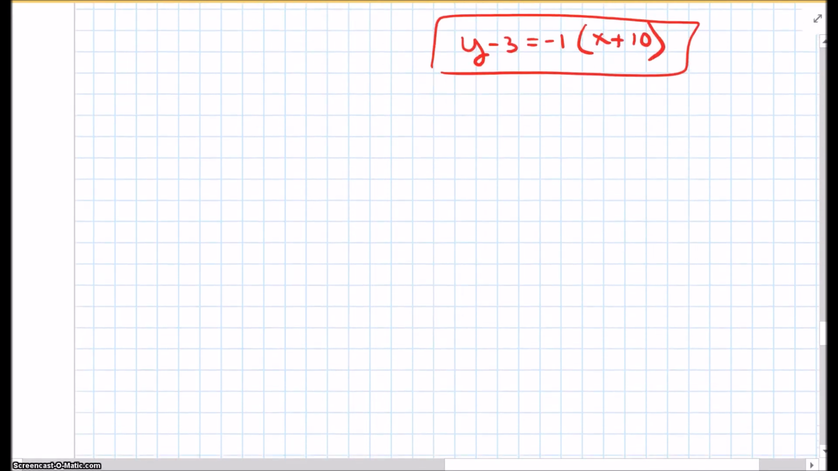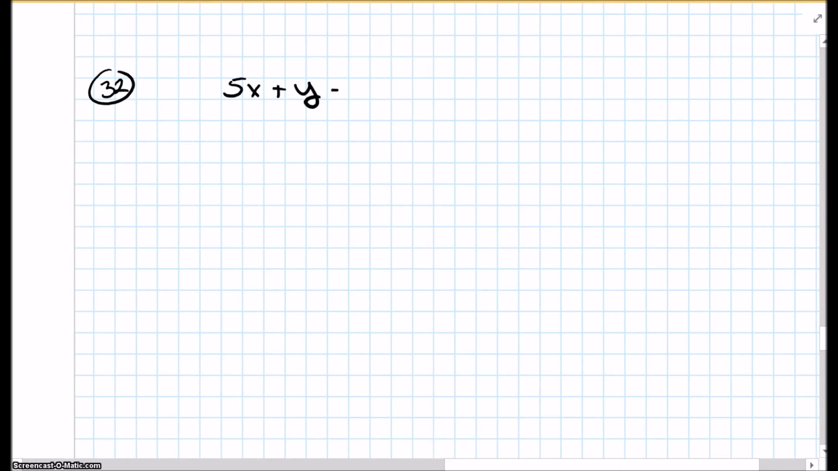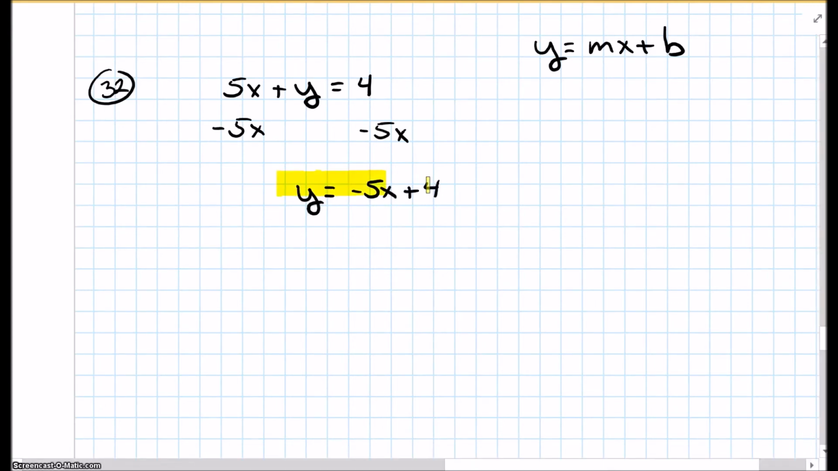Number 32. Moving on. Find the slope of each line. 32 is 5x plus y equals 4. Alright, so if we can get it to y equals mx plus b form, we can find our slope. So let's just get y by itself. So subtract 5x from each side. I'm going to get y equals negative 5x plus 4. So that equation looks a lot like y equals mx plus b. So our slope must be negative 5.